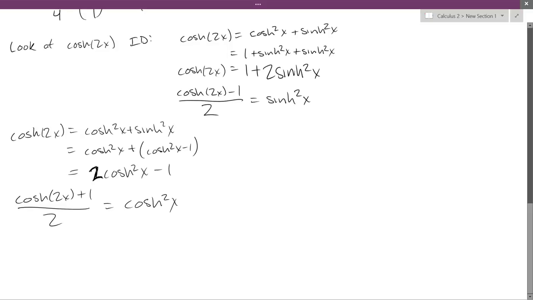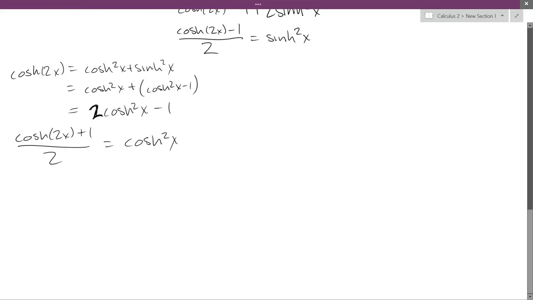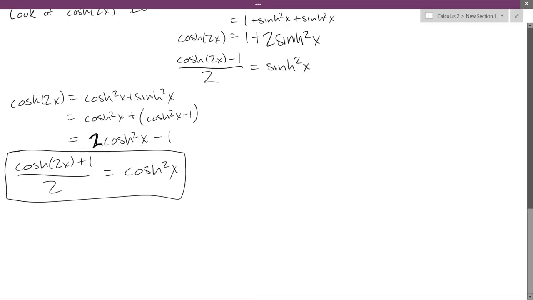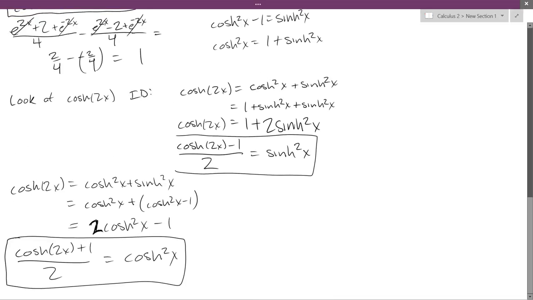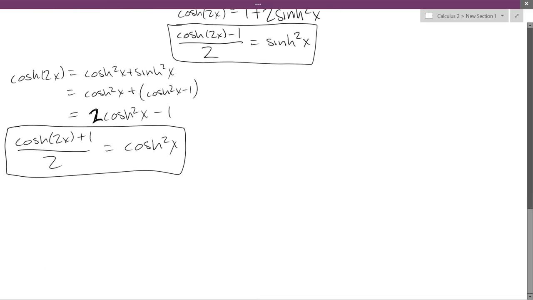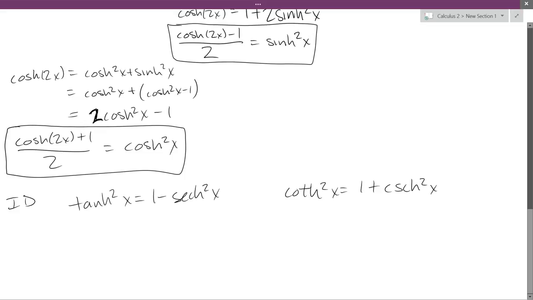Now how about tangent and cotangent? I'll probably put these in a box so I can see them quickly when I scroll back up. All right, tangent and cotangent. So some more identities. Tanh squared x equals 1 minus sech squared x, and coth squared x equals 1 plus csch squared x. Again, the normal one was tan squared plus 1 is secant squared. So it sort of looks like that, but a little bit different.